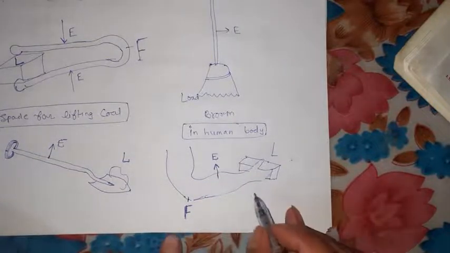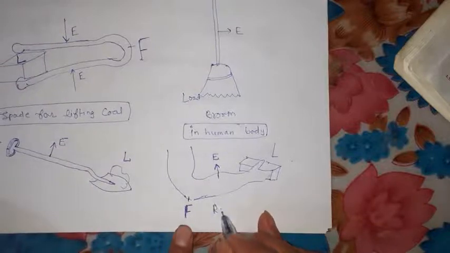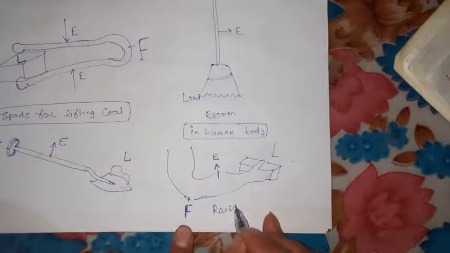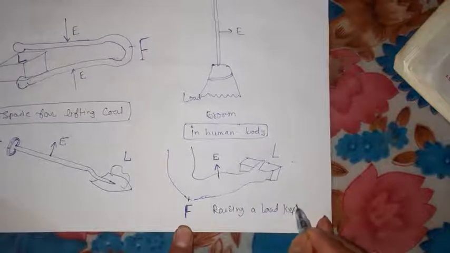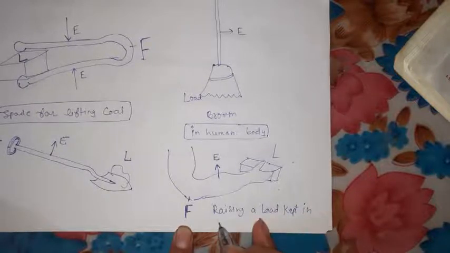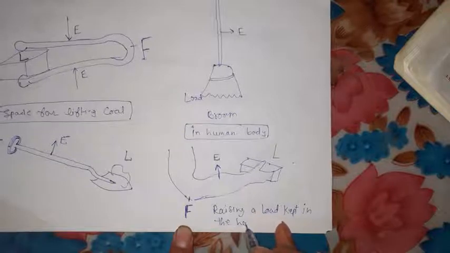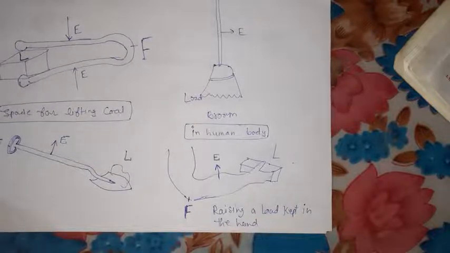So then we can say that what we are doing here is raising a load kept in the hand. This is what we are doing there, we are going to raise the load which is kept in the hand. So it is a third class lever.